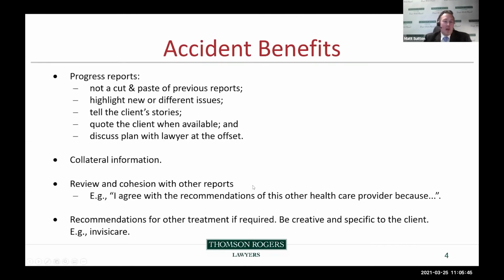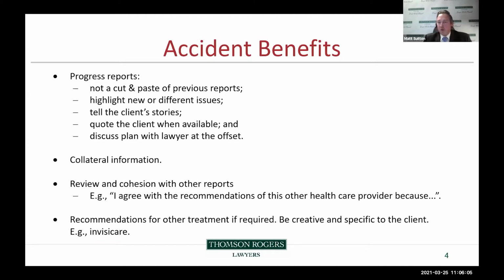There we go. Progress reports are extremely helpful throughout the balance of the file as you're helping clients move on. Something that we've noticed with adjusters is that cut and paste is just a general need in a lot of reports.